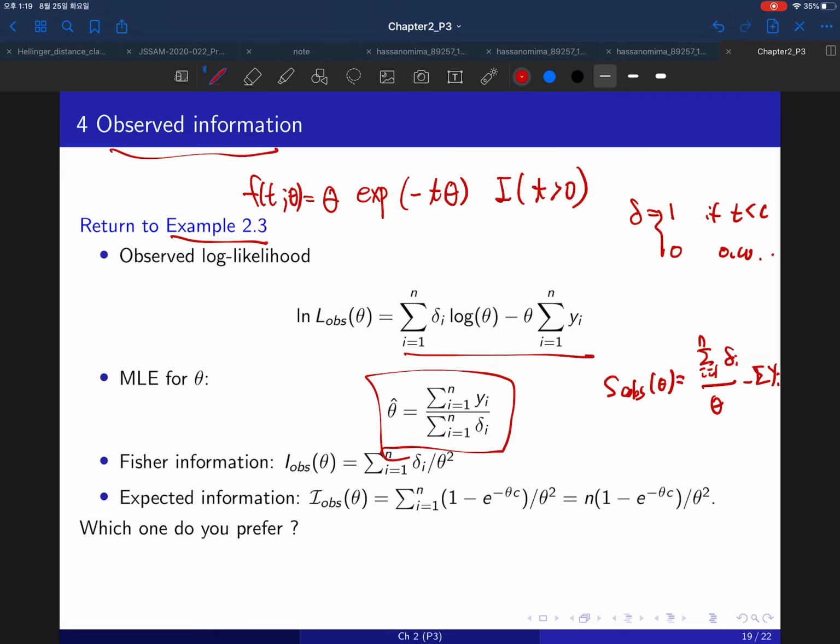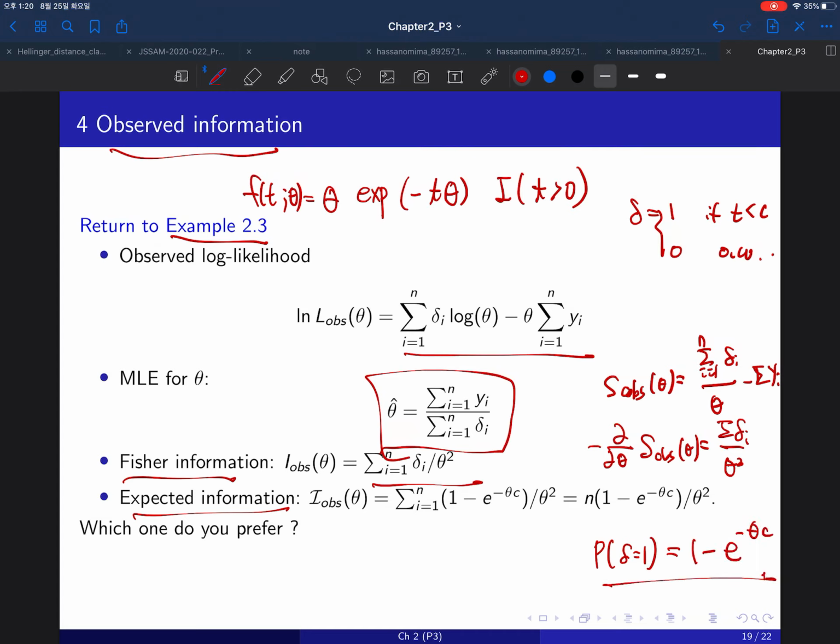Fisher information is minus the second derivative of the observed log likelihood in theta, so that gives theta squared, summation delta i, which is this one. So expected information is the expectation of this delta, so the probability delta equal to 1 is more like this one. So we use this, we obtain this.